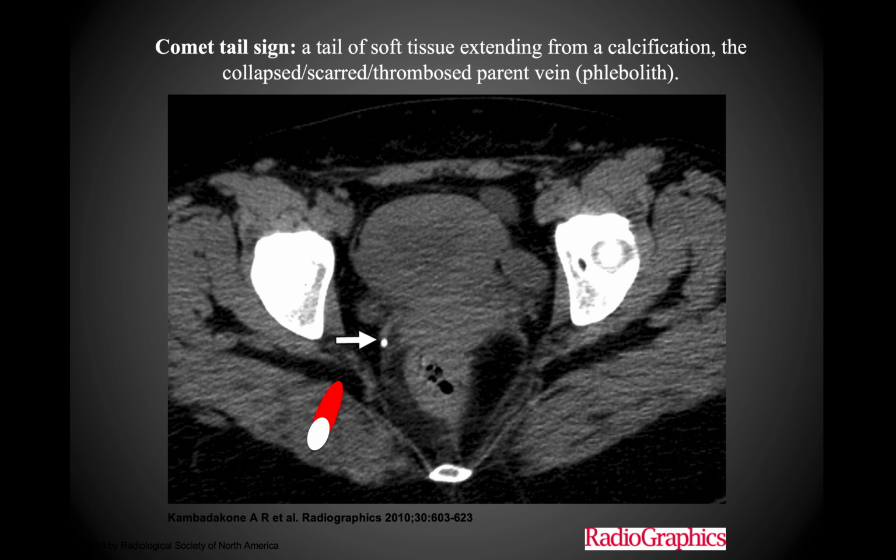Here's an example of what's called the comet tail sign. And so this is a phlebolith that we're looking at. So remember, this is a thrombosis in a vein in the pelvis in this case. And so the comet sign is where it looks like there's a comet with a tail. And so that tail is indicative of a phlebolith.